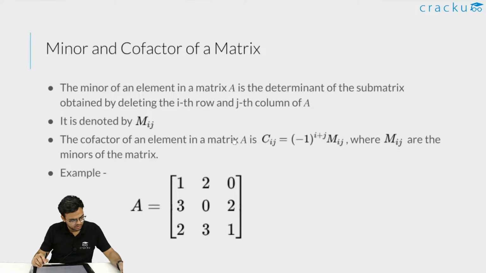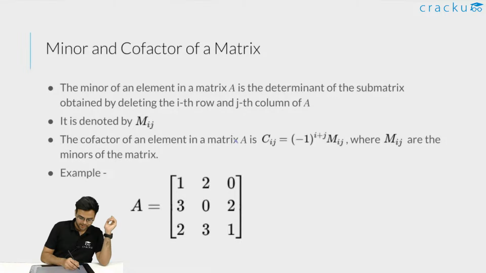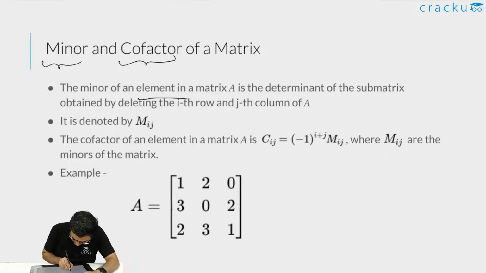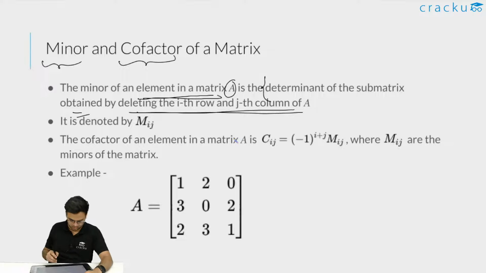Now one very important thing: while calculating the determinant of the matrix, two things you should understand very clearly, which are minor of a matrix and cofactor of a matrix. These two are very important concepts of matrices. Let's discuss minor first. The minor of an element in a matrix A is the determinant of the submatrix obtained by deleting the ith row and jth column. I'll explain what it is saying. It is denoted by Mij.